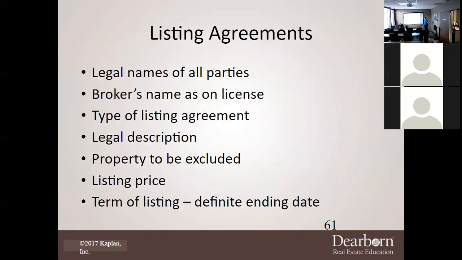Okay. Now, again, the listing contract or agreement is going to have the legal names of all parties, the broker's name as on the license, the type of listing agreement, the legal description, and the property to be excluded. So at some point, and this is very key when you're doing a listing presentation, you want to go through the property and ask the client, is there anything in particular that you want to exclude? So I may walk through this office, say this was your house, Mr. Eugene, and this is your movie room, and I notice that the projector is hooked up to the ceiling here, okay? Well, that should be something I should ask about: Mr. Eugene, do you plan to take that with you? Because here's the thing, if I don't ask Mr.